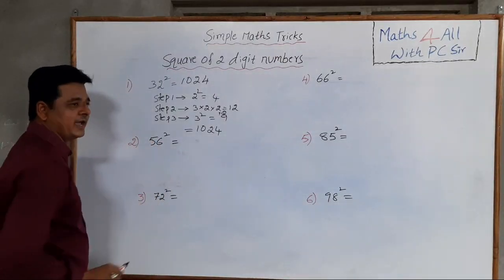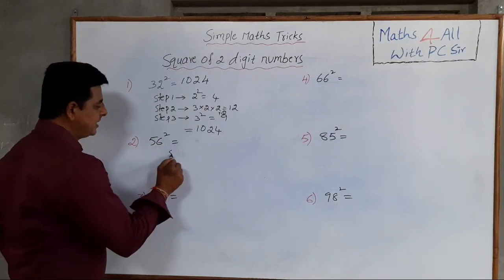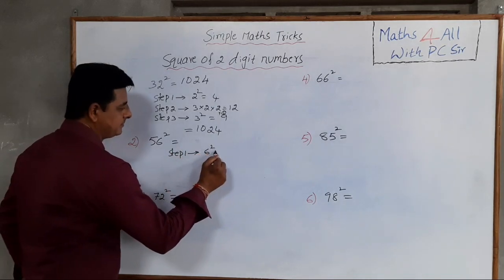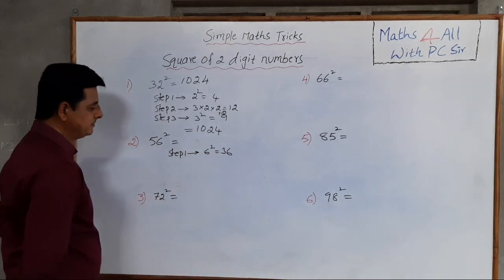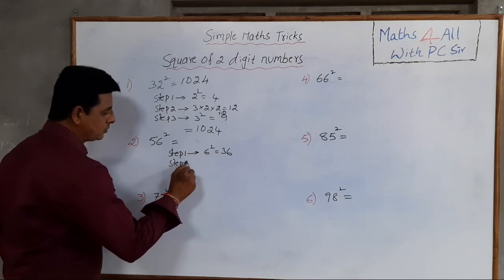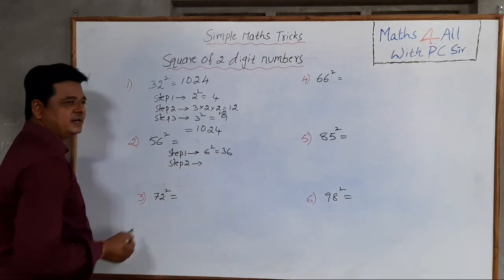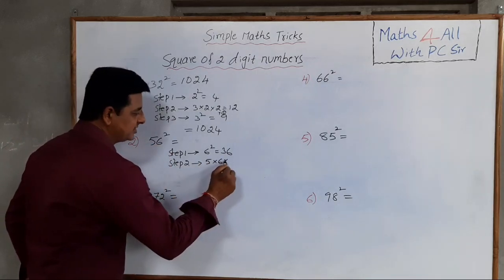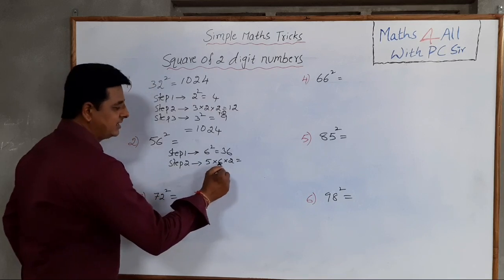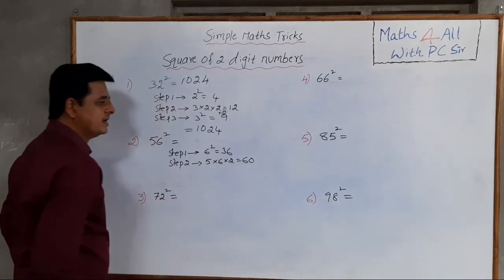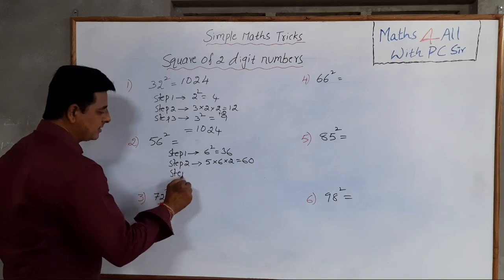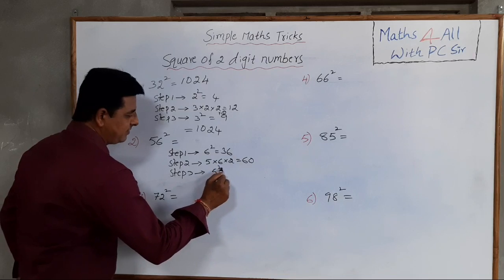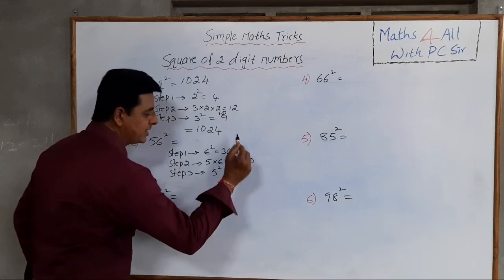56 square. So what is step 1? See, step number 1: 6 square, that is 36. And step number 2: what are the other digits? 5 into 6, and just double it, no? 5 6s are 30, 2 30s are 60. And step number 3: that is 5 square. What is the value of 5 square? 5 square is equal to 25.